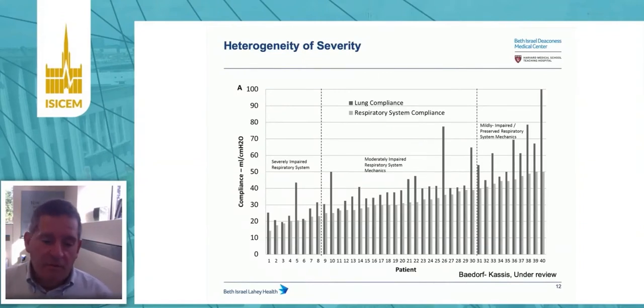This study from our institution in Boston shows the heterogeneity of severity of patients with COVID-19. So we had 40 patients in whom we had placed esophageal balloons for their clinical treatment of COVID-19. And you can see the range of respiratory system and lung compliances in COVID-19 is quite large, between 20 and 50 for respiratory system compliance. But all of those values are well within the area we would consider ARDS.